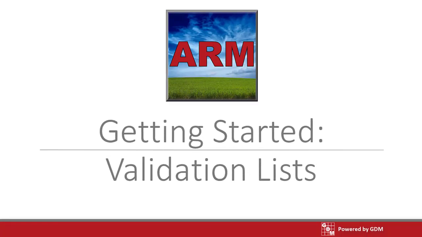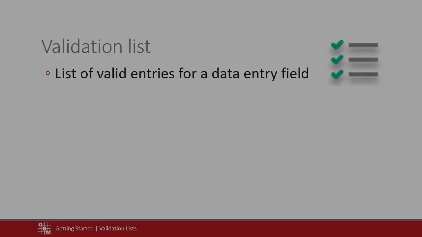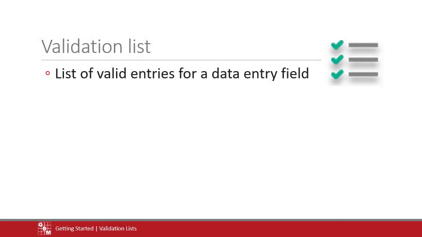In this video, we introduce an important feature found throughout ARM, validation lists. A validation list is the set of valid values that can be entered into a data cell in ARM. We call these data entry fields.